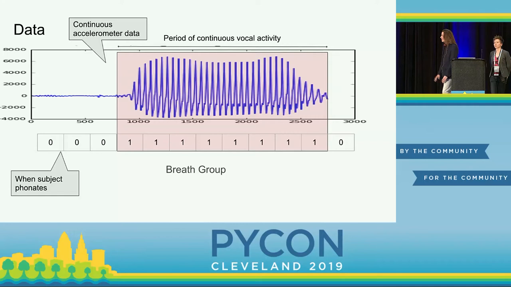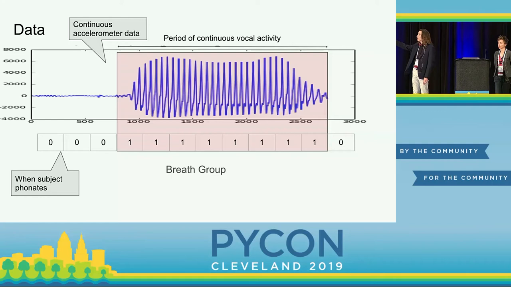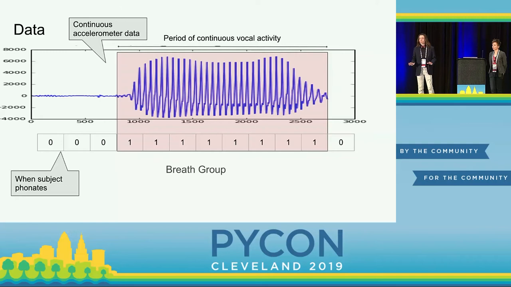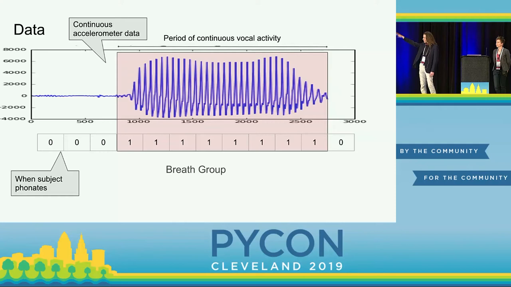So here's an example of what our data might look like. We have a period of silence leading up to the utterance. The utterance is a period of continuous speaking with no more than half a second of silence. We have time on the x-axis, amplitude on the y. Under that, we have our breath group vector, which is what we use to indicate whether or not the patient was speaking.